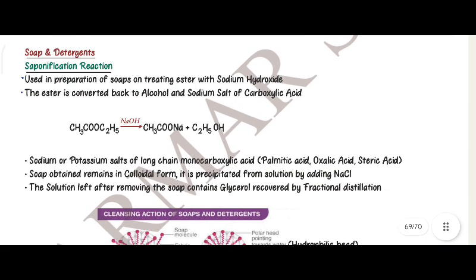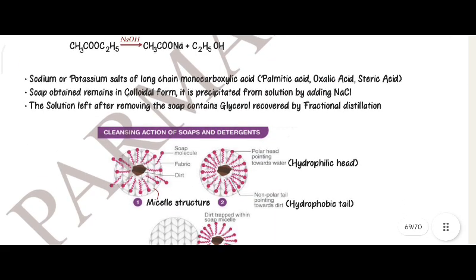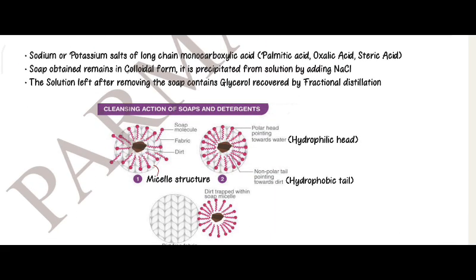Soap and detergents. Saponification reaction is used in the preparation of soaps, on treating an ester with sodium hydroxide. The ester is converted back to alcohol and the sodium salt of the carboxylic acid. CH3COOC2H5 in the presence of sodium hydroxide becomes CH3COONa plus C2H5OH. Sodium or potassium salts of long chain monocarboxylic acids, such as palmitic acid, oleic acid, and stearic acid, form soap.